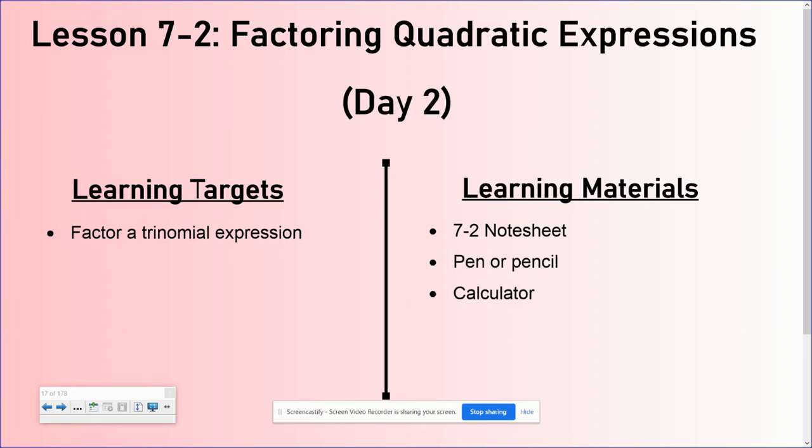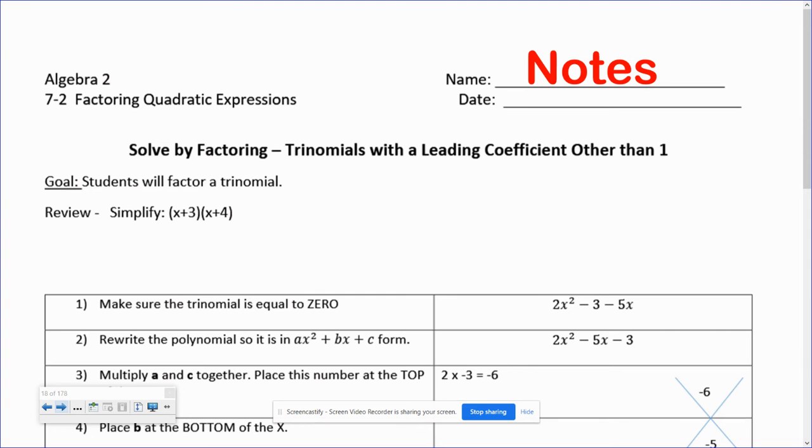Okay, guys, we're going to continue with activity 7 today with day 2 of factoring. Today we're going to be factoring trinomial expressions. So get out that same note sheet, something to write with, and a calculator if you need it.